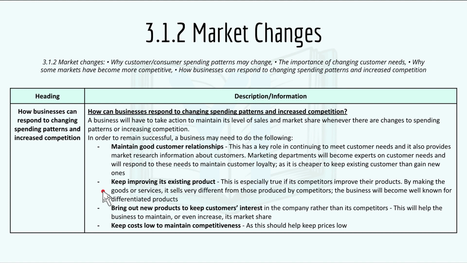Number two, keep improving its existing product. This is especially true if its competitors improve their products. By making the goods or services it sells very different from those produced by competitors, the business will become well known for differentiated products. Number three, bring out new products to keep customers' interest in the company rather than its competitors, and this will help the business to maintain or even increase its market share. Number four, keep costs low to maintain competitiveness, as it should help to keep the prices low.